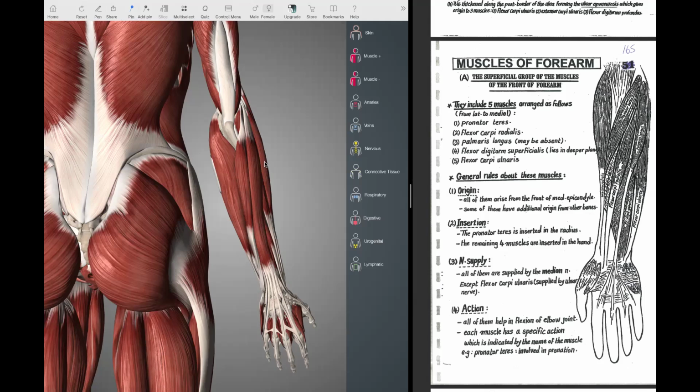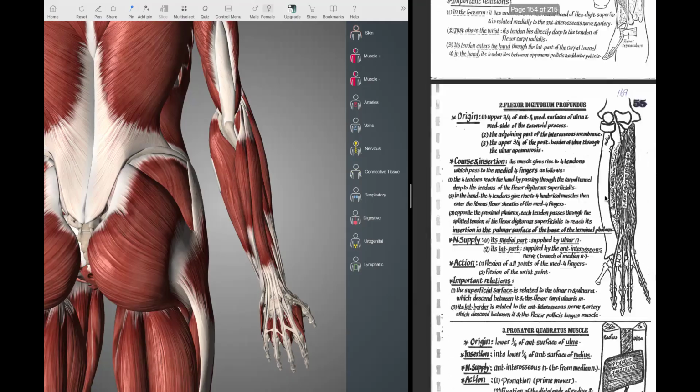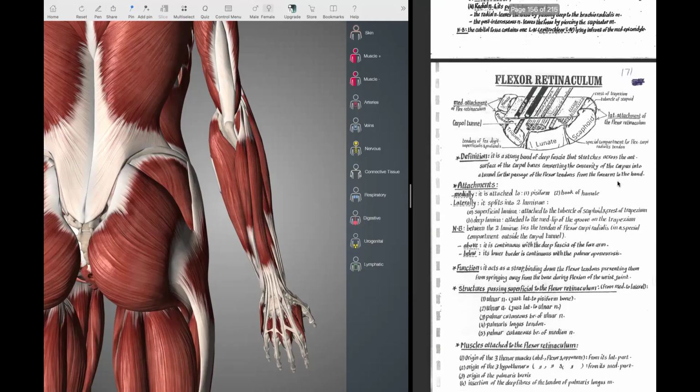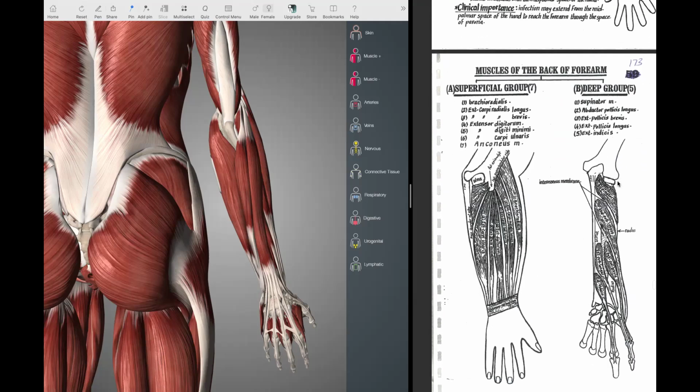Extensor compartment on the posterior part of the forearm. Extensor compartment on the posterior of the forearm. Okay? And we're going to do the same. We're going to name them. Just give me a second. The superficial group and the deep group. Only two groups.